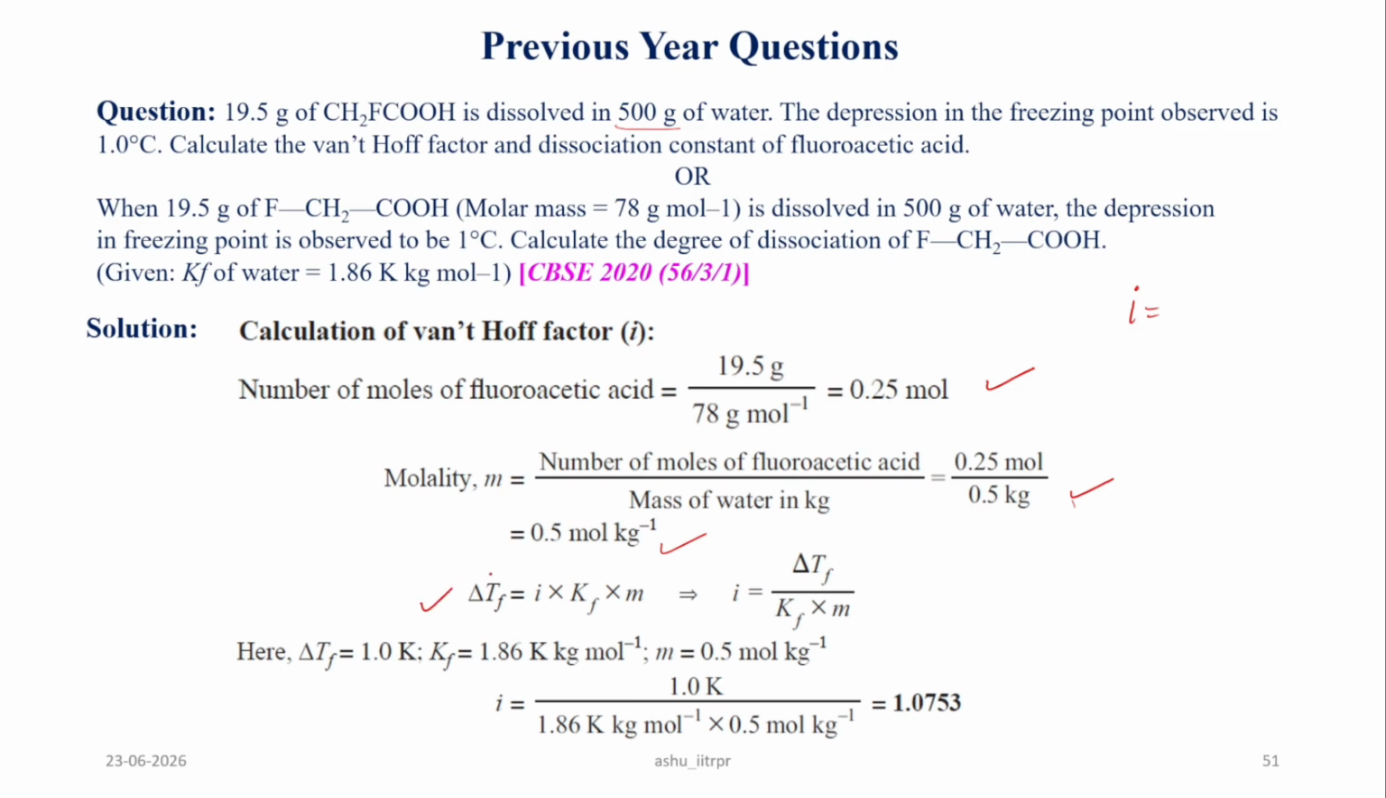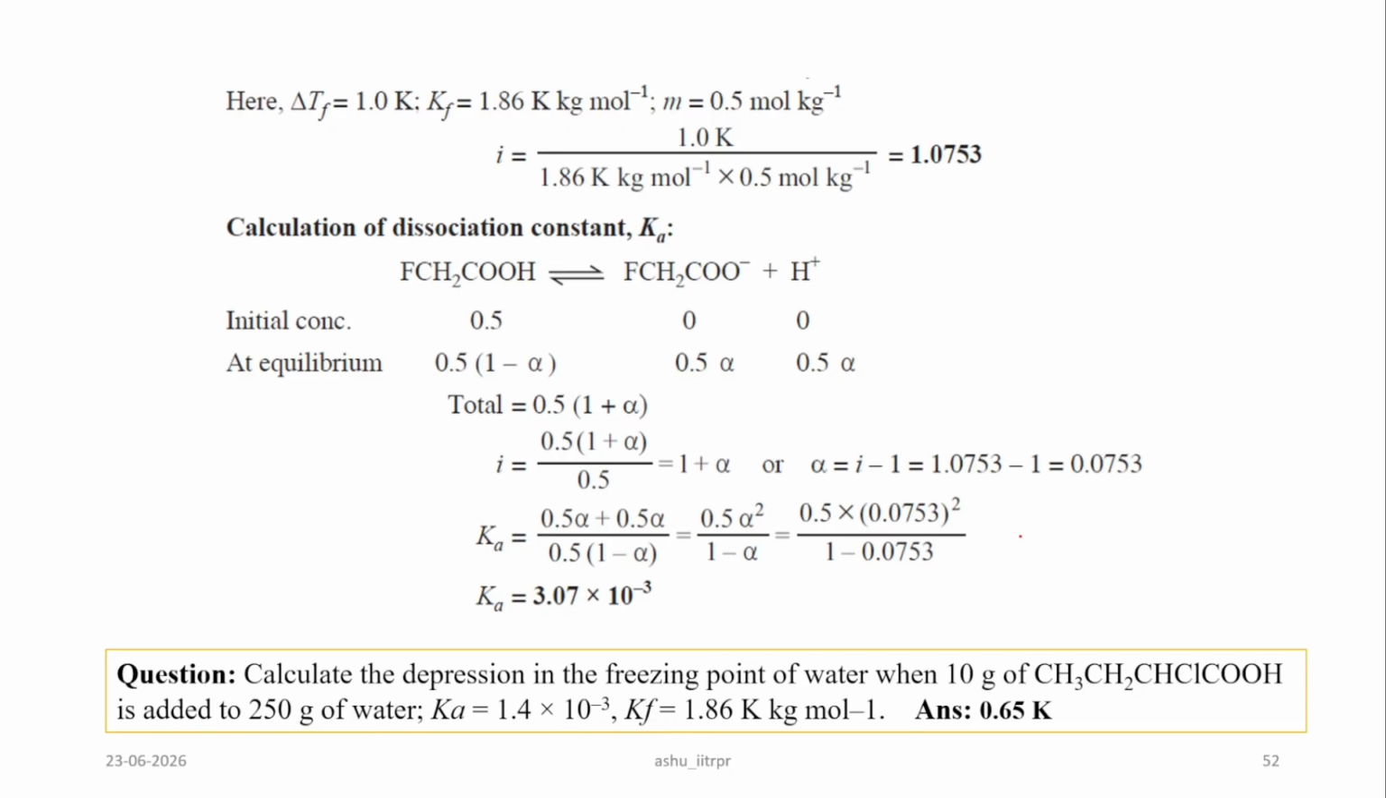Now you can apply this formula, delta Tf is equal to i into Kf into m, and from this data you can calculate the value of i, the Van 't Hoff factor. So it would come out to be 1.0753. Okay, so although fluoroacetic acid is a strong acid, since i is just 1.07, that means the dissociation is very less.